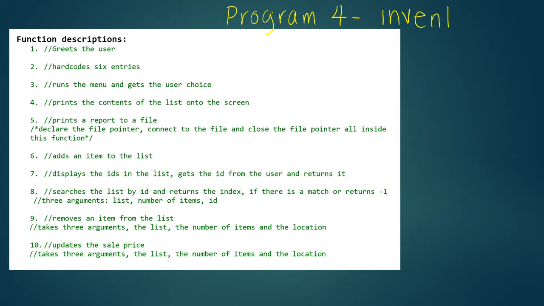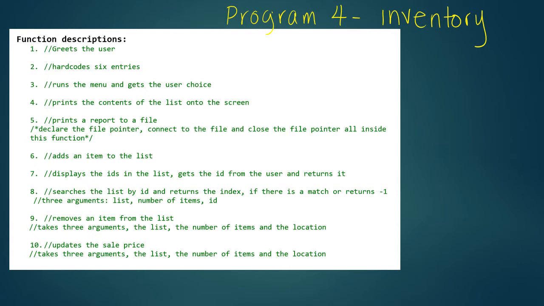In this program, we're going to give you some hints to help you start working on your project. These are the functions that you need to use. You need a function that greets the user. You need a function that hard codes 6 entries into the program. You need a function that runs the menu and gets the choice. You need a function that prints all of the contents of the list onto the screen. You need a function that prints a report to the file.